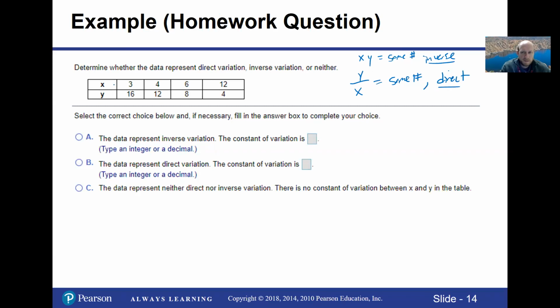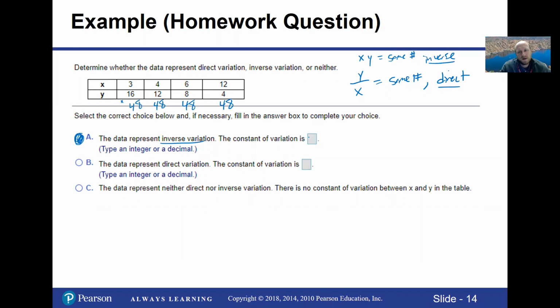Okay, let's try it. Let's do x times y's. 3 times 16, that's 48. 4 times 12, 48. 6 times 8, 48. 12 times 4, 48. So all of those were the same. That means it's going to be an inverse variation problem.